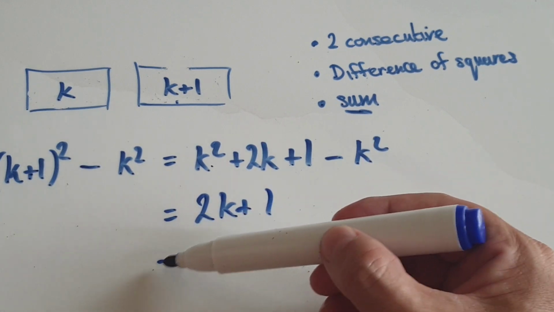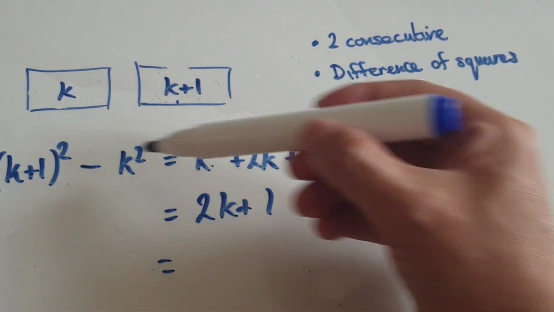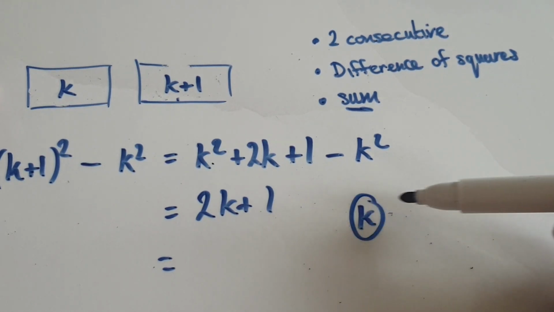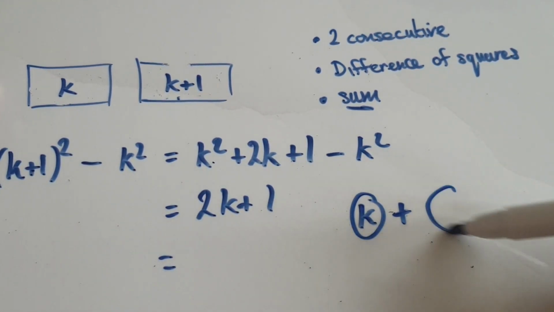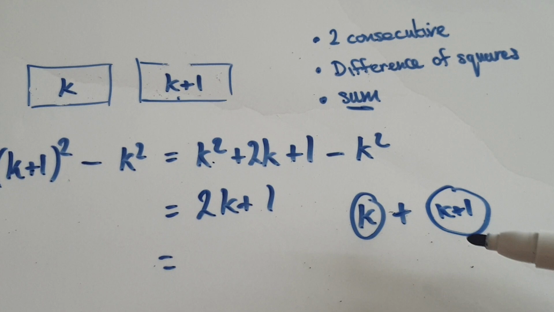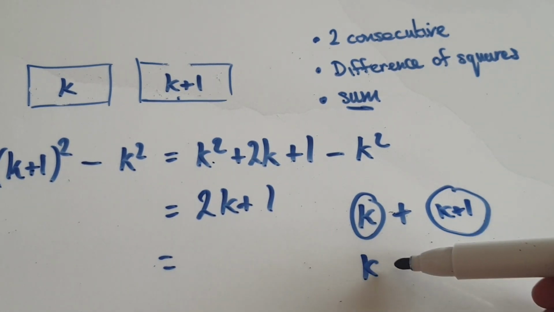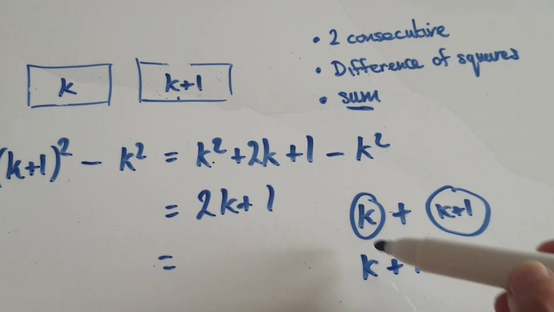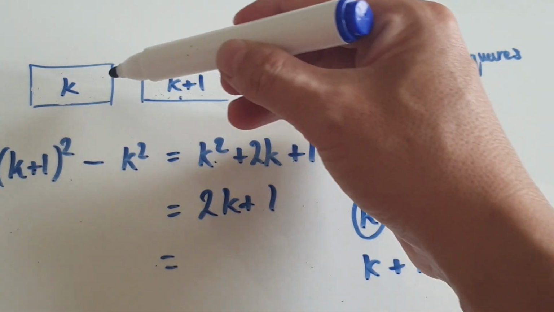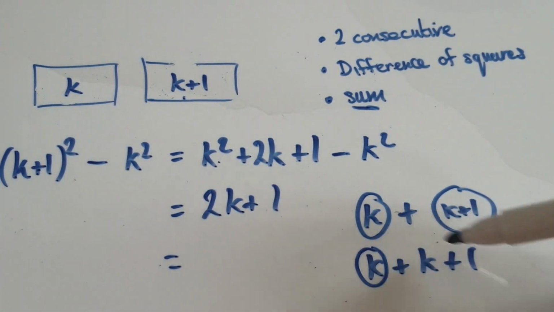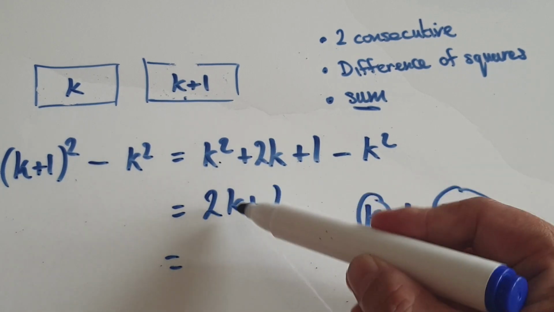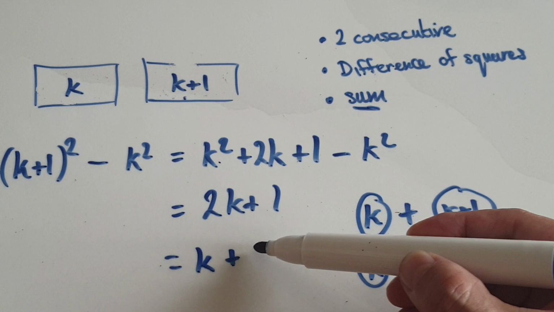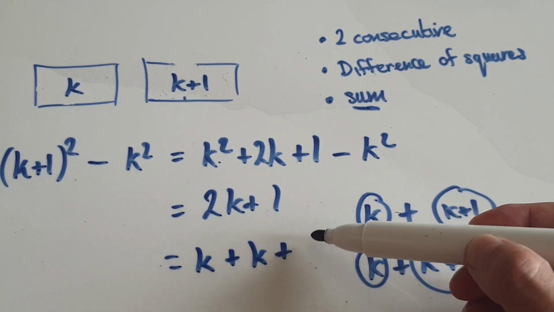Now here's a clever part. We want to show that this equals the original number plus the other number, k plus 1. So we ultimately want to get to k and then plus k plus 1. Then that really proves that that is the original number plus another number. So the trick is to break this 2k up as k and then plus k and then plus 1.